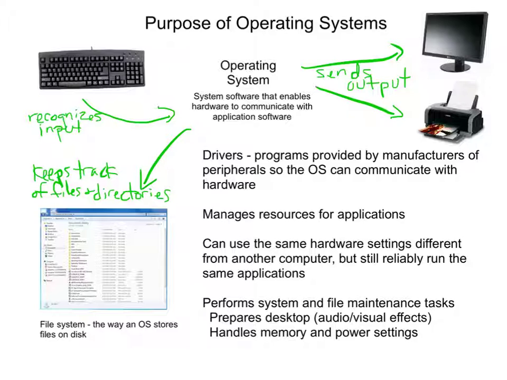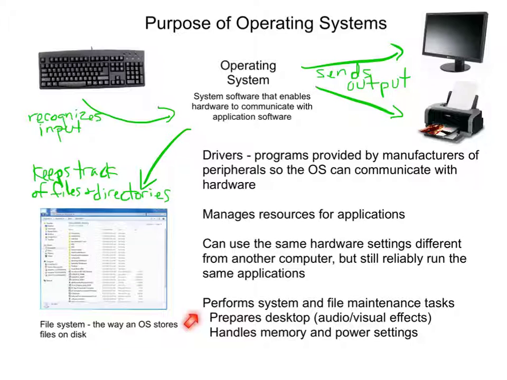Now, manufacturers of those peripheral devices provide programs called drivers. The operating system uses these drivers to communicate with various hardware devices. It also manages the resources for applications. So instead of each application like Word or PowerPoint worrying about print settings, the operating system is responsible for those settings so that each application does not have to duplicate them. This is why your computer system can use hardware and settings different from another computer, but still reliably run the same applications.